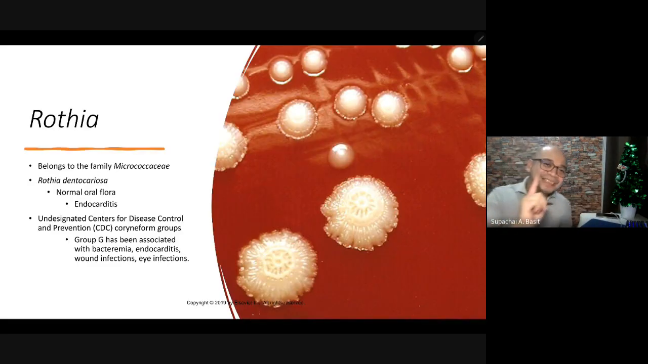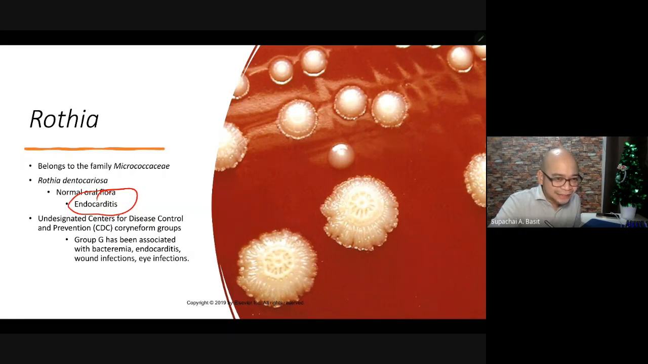I only have one slide for Rothia. This one, which belongs to the family Micrococcaceae, Rothia dentocariosa. It's a normal oral flora, but may cause endocarditis. Again, they always say that if you have an unhealthy mouth, the chances of you getting heart disease would be very high. So group G has been associated with bacteremia, endocarditis, food infection, and eye infection.